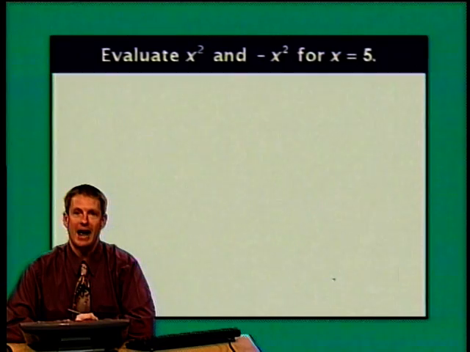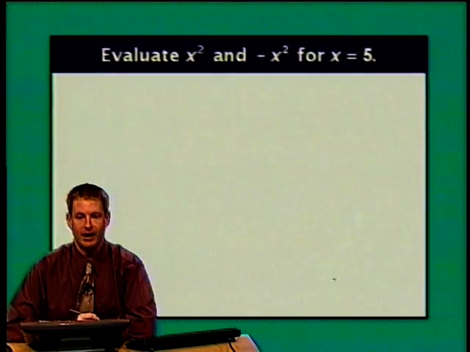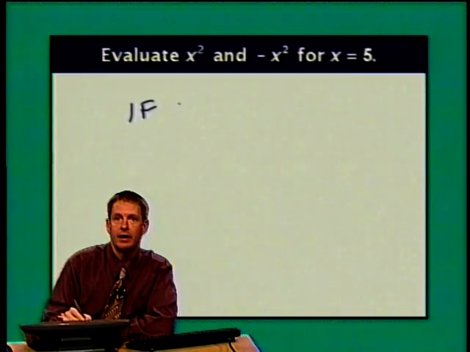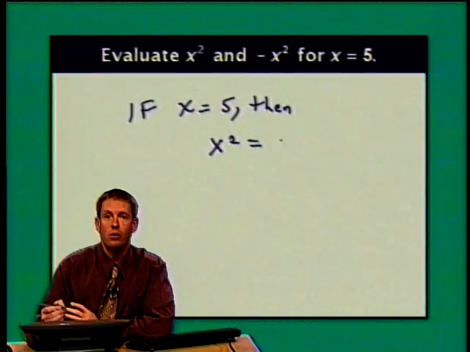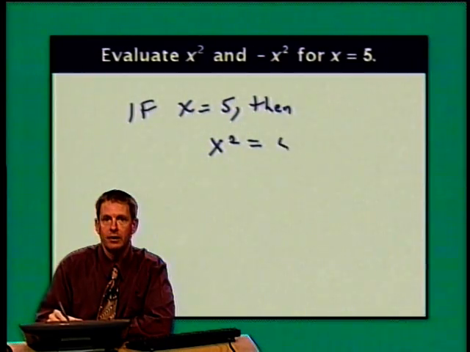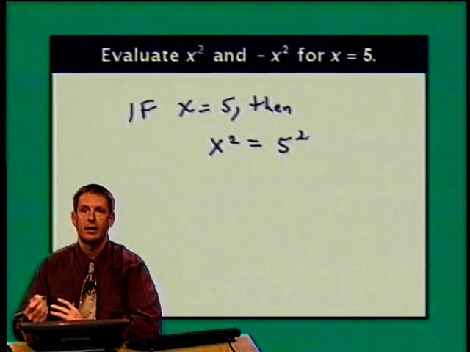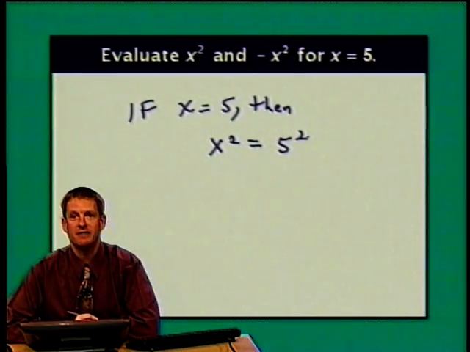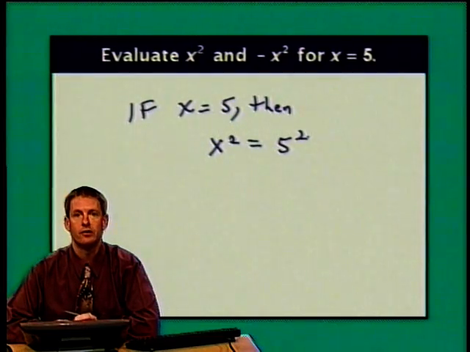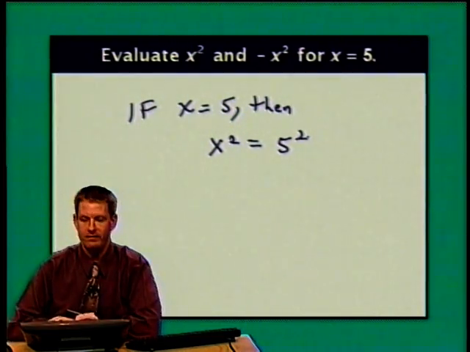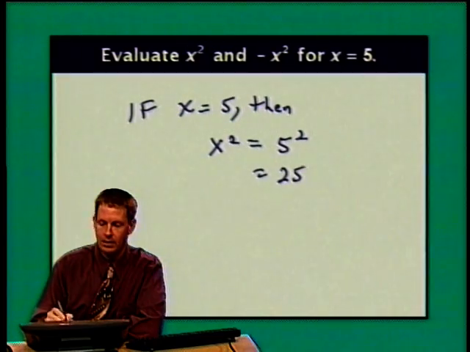Let's evaluate x squared and opposite x squared for x equals 5. If x equals 5, then the expression x squared is equivalent to the number 5 squared. I don't need parentheses because 5 squared clearly communicates that I need to square 5. The square of 5 is 5 times 5, which is 25.